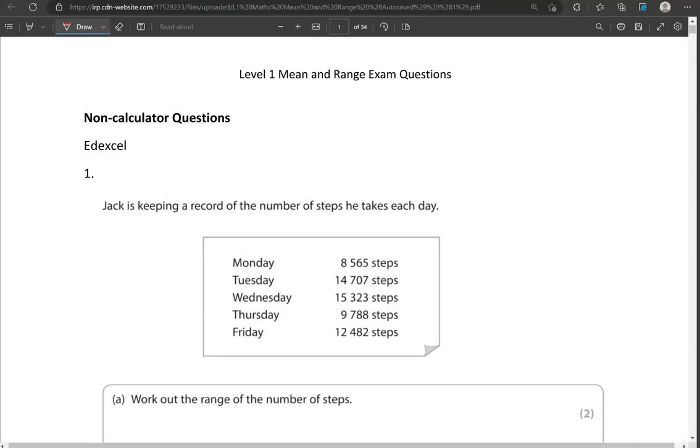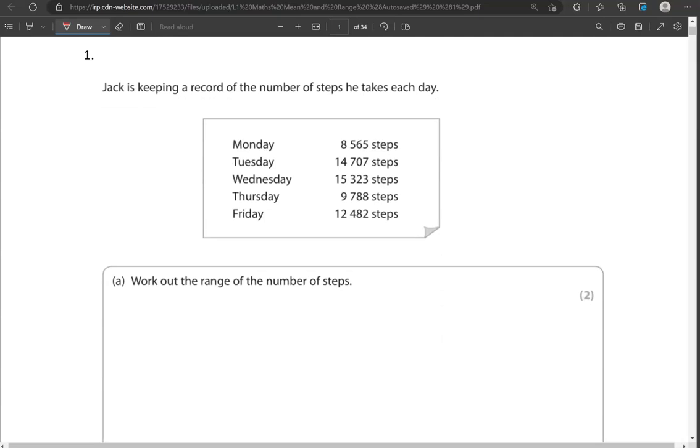Jack is keeping a record of the number of steps he takes each day. Work out the range of the number of steps. So the range is the difference between the highest and the lowest values. So we'll identify the highest value. We've got Monday 8,565 steps, Tuesday 14,707 steps, Wednesday 15,323 steps, Thursday 9,788 steps, and Friday 12,482 steps.